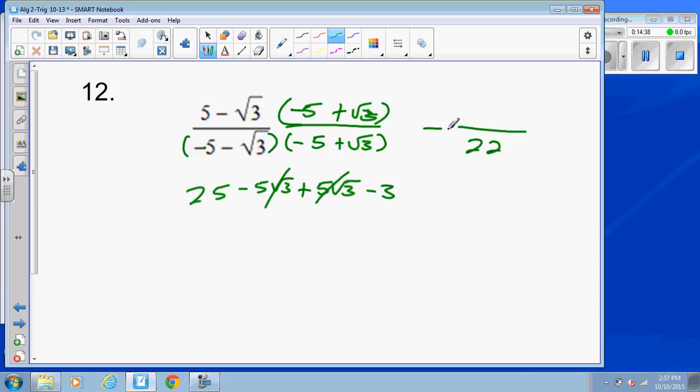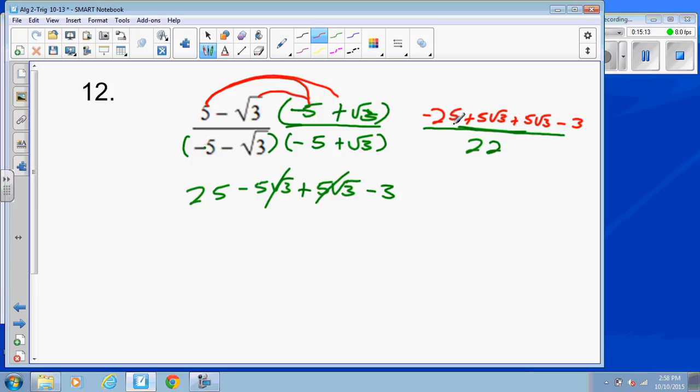At the top of my fraction now, I'll do FOIL up here again. 5 times negative 5, that's negative 25. And I'll say 5 times the square root of 3, so that's going to be plus 5 square root of 3, that's good. And then I have square root of 3 times negative 5, negative times negative is also plus. So plus 5 square root of 3. And the last one is square root of 3 times square root of 3 with the negative. So that's going to be minus 3.